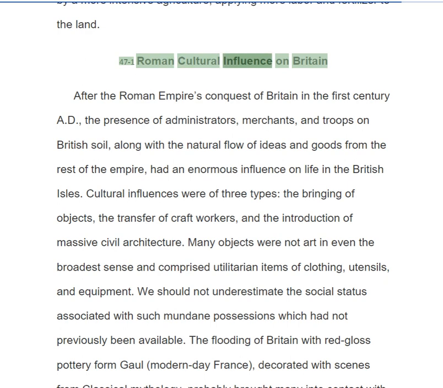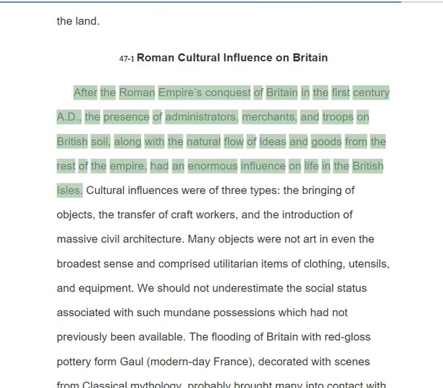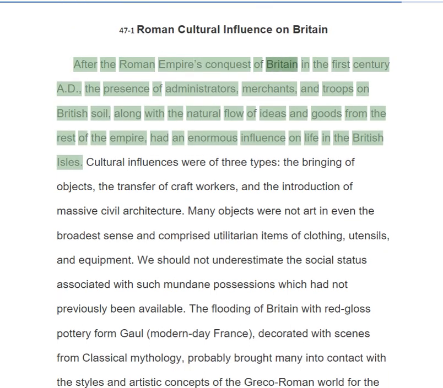47-1 Roman cultural influence on Britain. After the Roman Empire's conquest of Britain in the 1st century AD, the presence of administrators, merchants, and troops on British soil, along with the natural flow of ideas and goods from the rest of the empire, had an enormous influence on life in the British Isles.